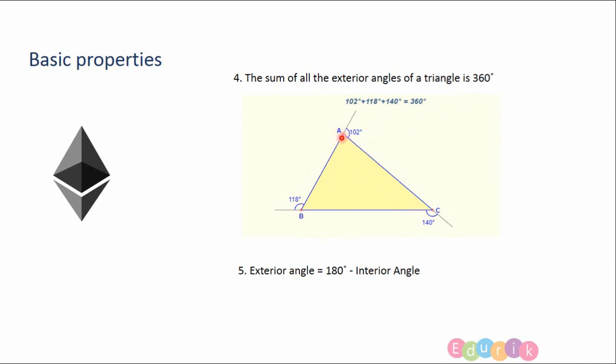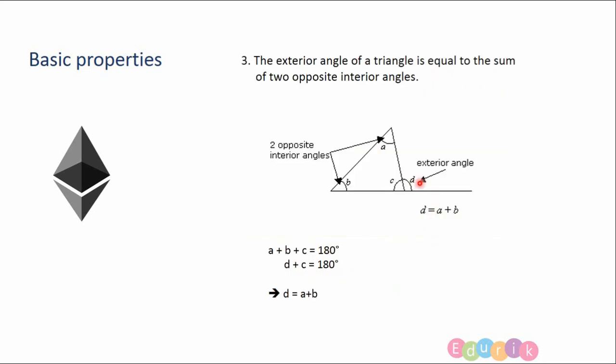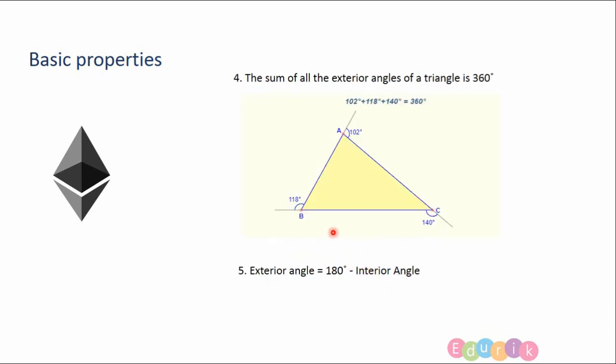Now in this triangle, these will be the exterior angles, and an exterior angle will be equal to 180 degrees minus the interior angle, just like we studied here. D will be equal to 180 degrees minus C. So if we add them all up, the exterior angles will always be equal to 360 degrees. So we have got 5 properties here.